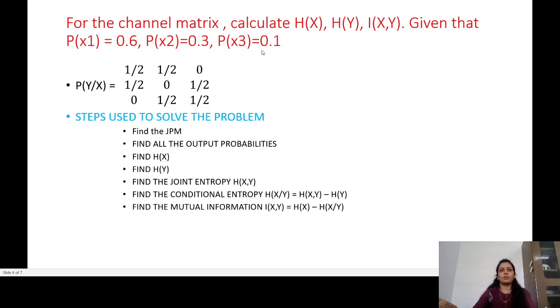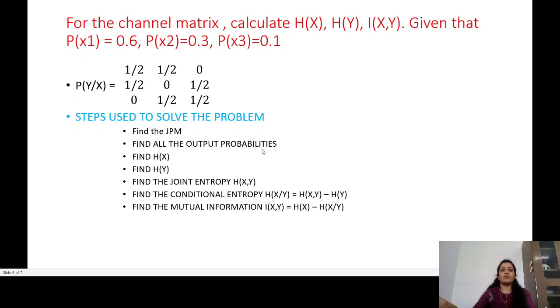Since input probabilities are given, H of X can be easily calculated. But to find out H of Y, you should know the output probabilities. To know the output probabilities, initially you should calculate the joint probability values. So find the joint probability matrix. How will you calculate joint probability? Multiply first row with P of X1, second row with P of X2, third row with P of X3. You will get the joint probability matrix.